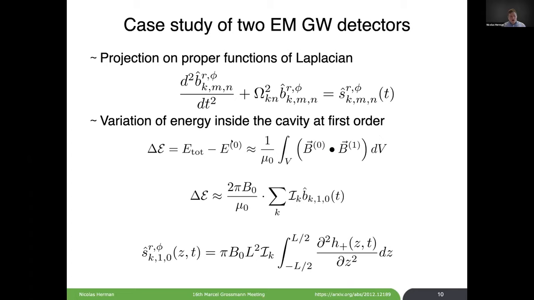So if we go back to the wave equation, we can project it on the proper functions of the Laplacian, and we obtain several equations for each KMN mode of the proper function. We obtain here a harmonic oscillator equation. And if we want to compute the energy variation inside the cavity at first order, we can see that only the K1O modes are contributing to the energy variation. And these K1O modes are sourced by this expression. Here we retrieve the second derivative of the gravitational wave.